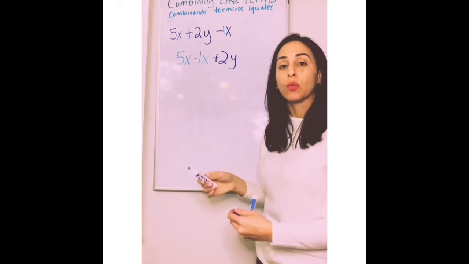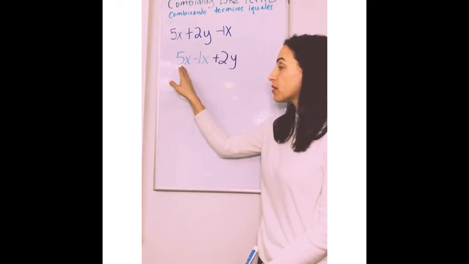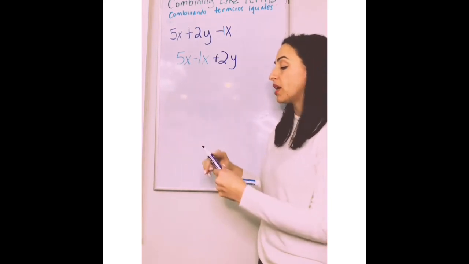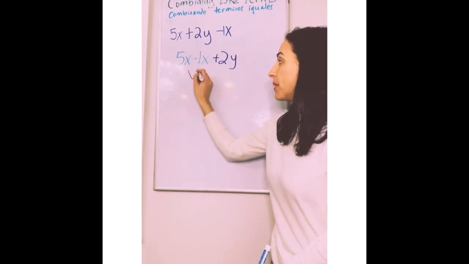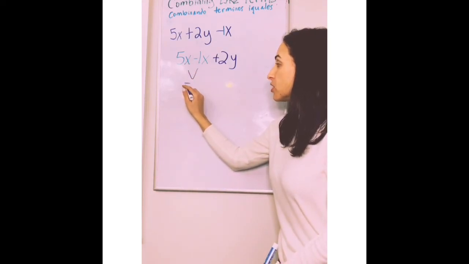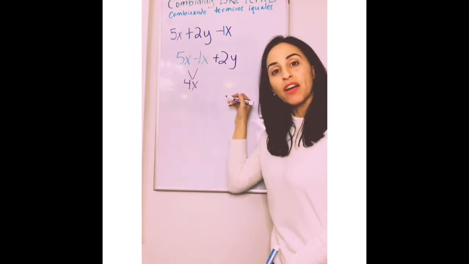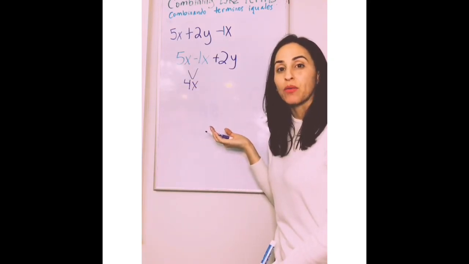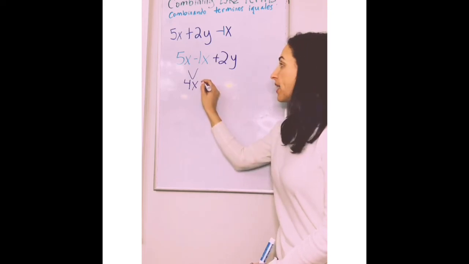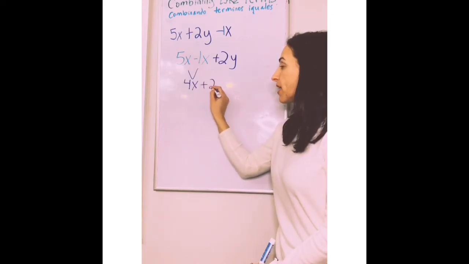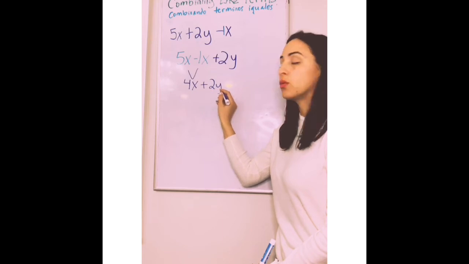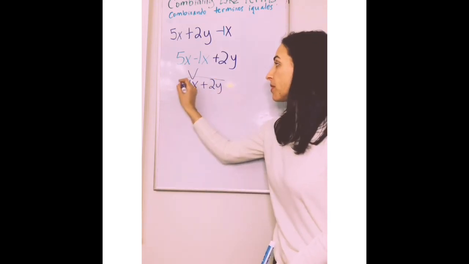Now, can I combine 5x minus 1x? Of course you can. So what's going to happen here is you have to subtract 5 minus 1. 5 minus 1 would be 4x. Bring down what you haven't used. There's nothing else for me to combine with the 2y. So my answer will be 4x plus 2y. And I'm all done. I can circle my final answer.